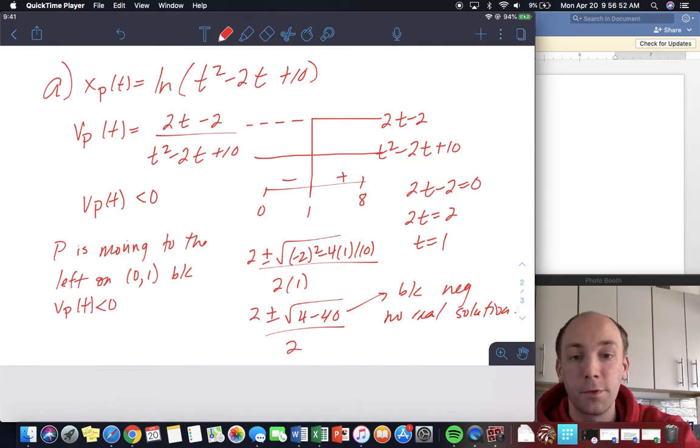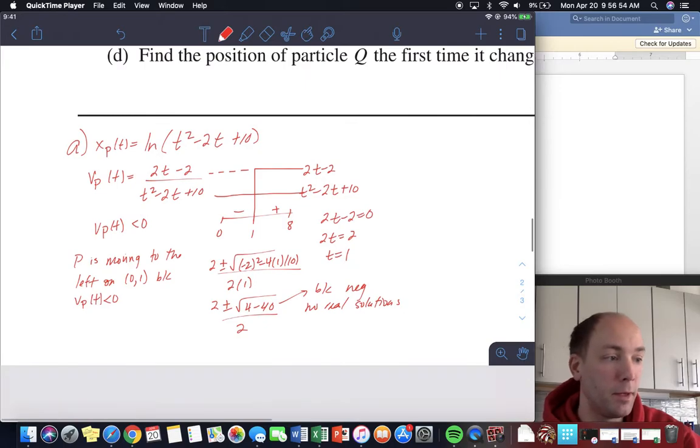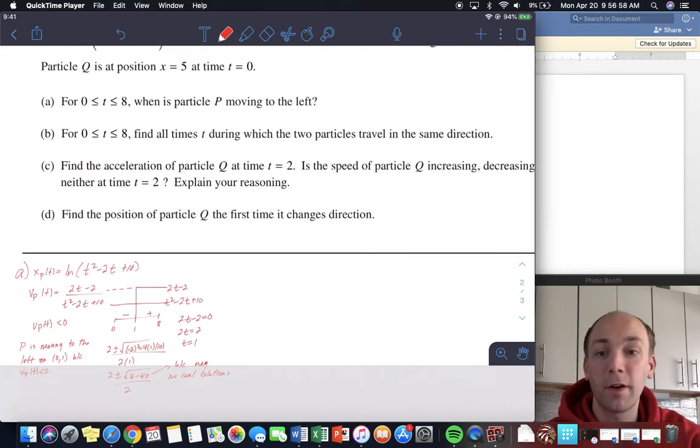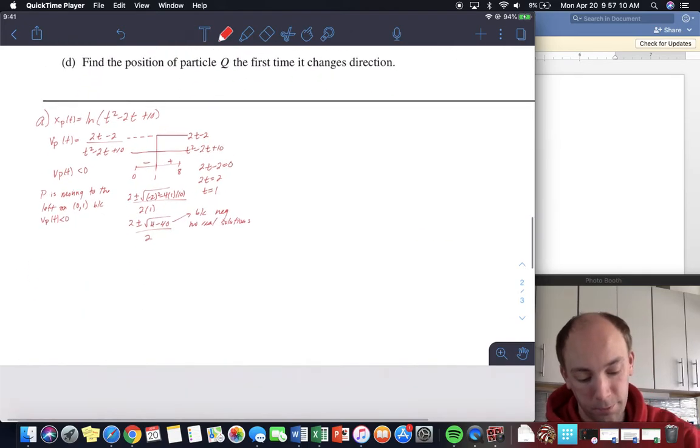Okay, so let's take a look at part B. For t between 0 and 8, find all times t during which the two particles travel in the same direction. So we already know when p is traveling to the left and to the right. So the other thing I need to look at is for q.